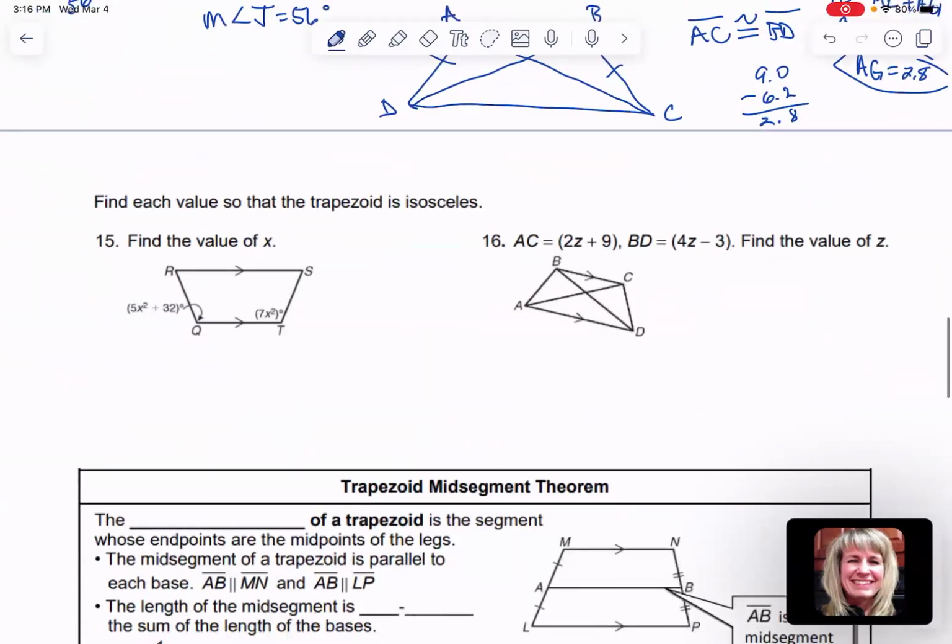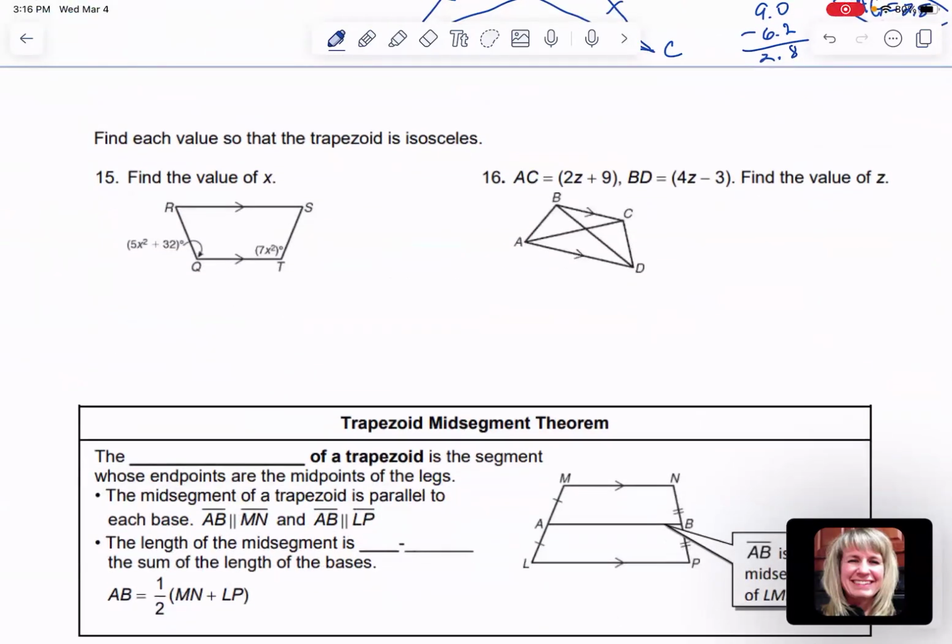All right. Find each value so that the trapezoid is isosceles. Well, if this is an isosceles trapezoid, that would mean these base angles have to be congruent to each other right here. So that means 5x squared plus 32 has to equal 7x squared. So moving the 5x squared over here, I get 2x squared. Divide by 2, I get 16. So x will equal plus or minus 4.